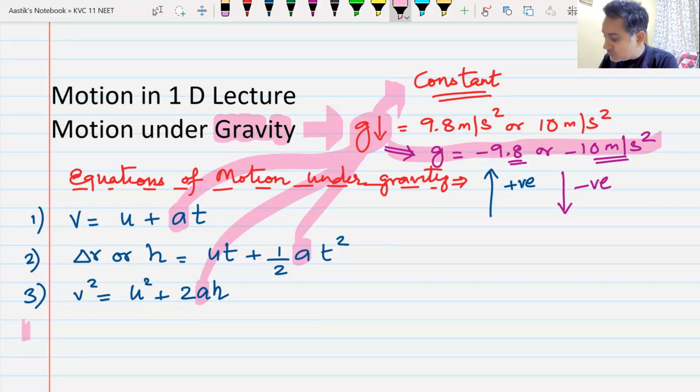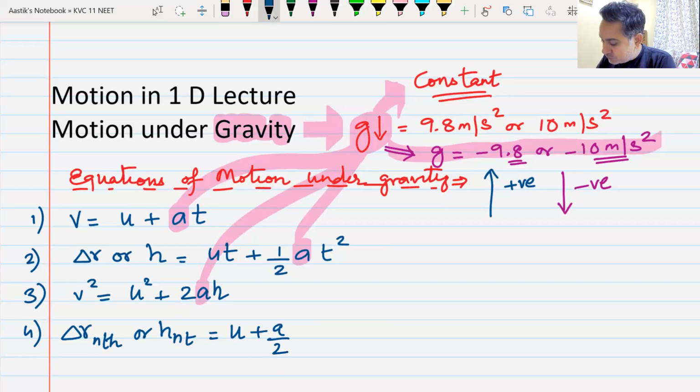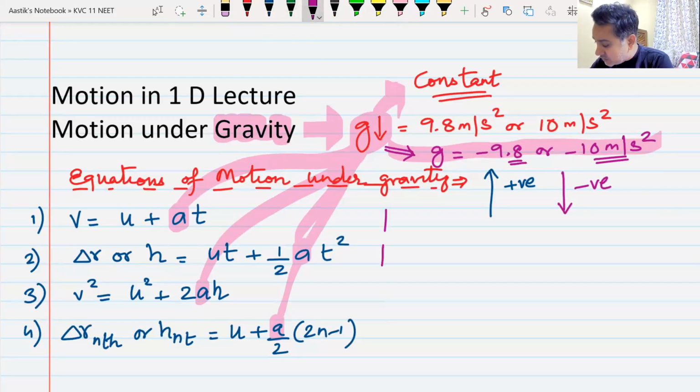You can also write the fourth equation. And how do we write the fourth equation? Displacement in the nth second or height covered in the nth second will be equal to u plus a by 2 into 2n minus 1. Remember that this a is always equal to g. If you don't want to remember the equations in this way, you can straight away put the value of a as g and write the equations again if that suits you.